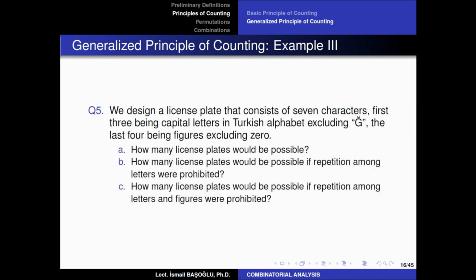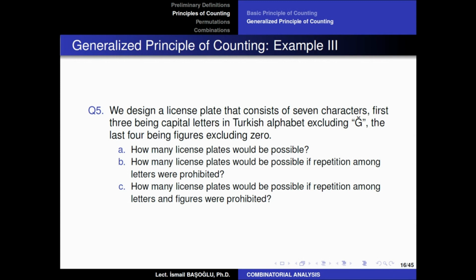Now, if we go back to part B, it asks how many license plates would be possible if repetition among letters were prohibited. Now, this time there's a restriction, and under this restriction, we need to design license plates. What is this restriction? It says if you use a letter, you can only use it once. You cannot repeat a used letter. So when you determine the first character, the first letter, this means the next letters cannot be this letter. Under this restriction, we are going to count how many different license plates we can create.